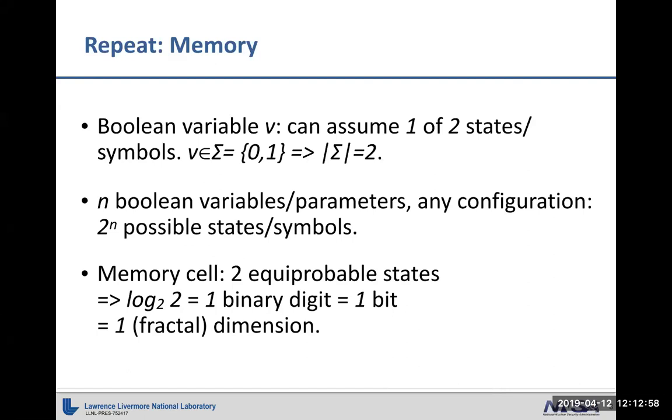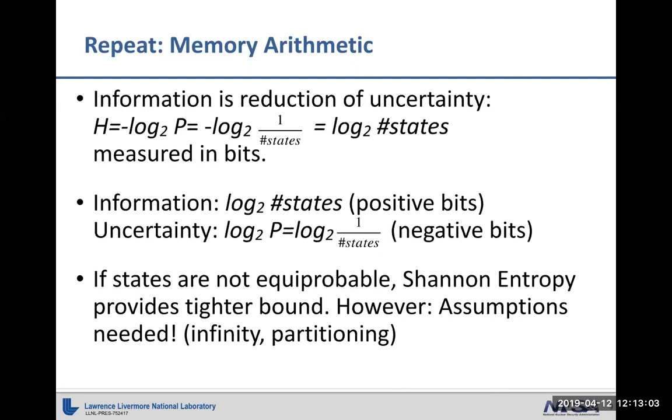But what is more interesting for us right now is that information is reduction of uncertainty, which is exactly clear in the equation itself. Physicists know this as Boltzmann entropy. Information is minus log 2 of p, where p is some probability. Probability can be distributed in some way, but the worst case is that it's uniformly distributed. That means minus log 2 of 1 divided by the number of states.